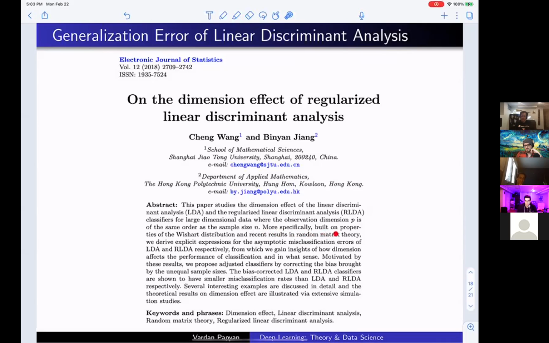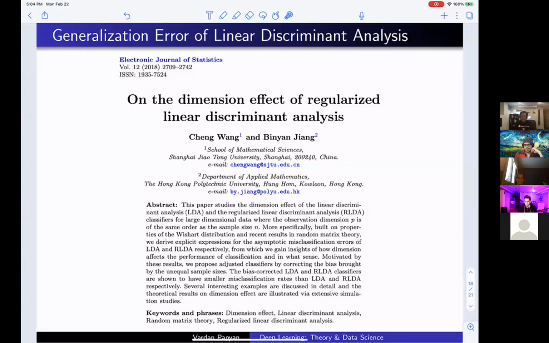More specifically, built on properties of the Wishart distribution and recent results in random matrix theory, we derive explicit expressions for the asymptotic misclassification errors of LDA and regularized LDA respectively, from which we gain the insights of how the dimension affects the performance of classification and in what sense.